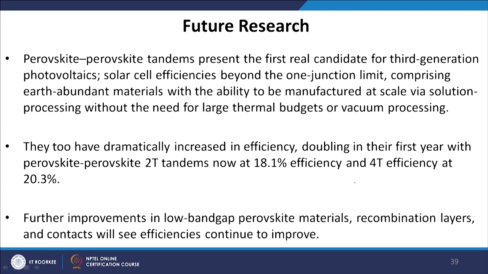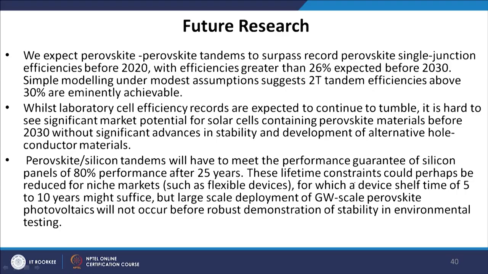Perovskite tandem presents the first real candidate for a third generation photovoltaic solar cell beyond the one junction limit, comprising earth abundant material with the ability to be manufactured at a large scale. They have dramatically increased the efficiency, and further improvements in the low band gap materials along with the optimization of the recombination layer can further improve the efficiency beyond 30%. Similarly, we expect the perovskite tandem to overcome the efficiency of 26% or to reach 30% by 2030.